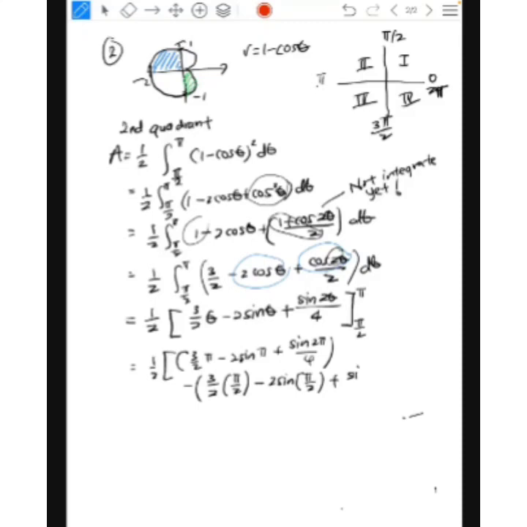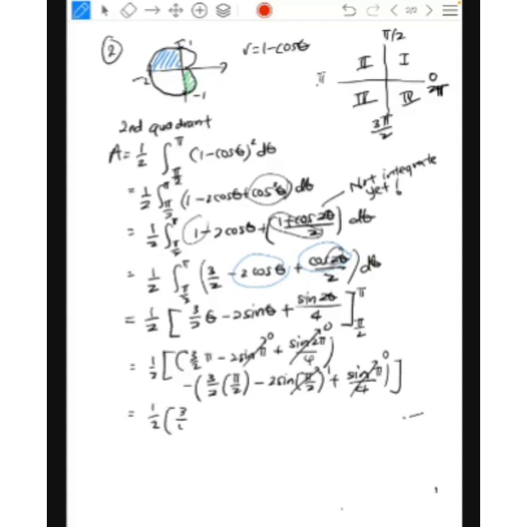Okay, this 2 times pi over 2 will be pi only. Okay, so this one will be 0, this one will be 0, this one also 0. Sine pi over 2 is equal to 1. Okay, so the answer will be 3 over 4 pi minus 0 plus 2 plus 0. So that will be your answer, which is 3 over 8 pi plus 1.